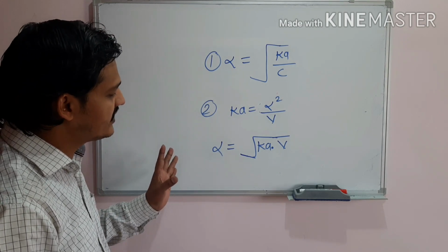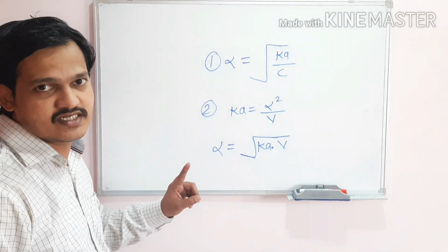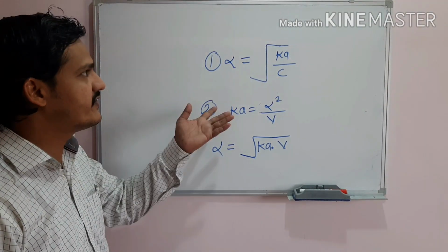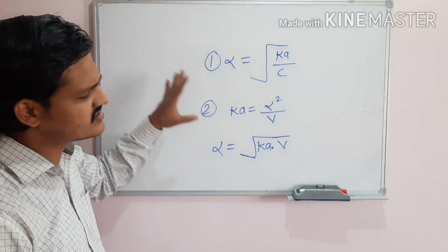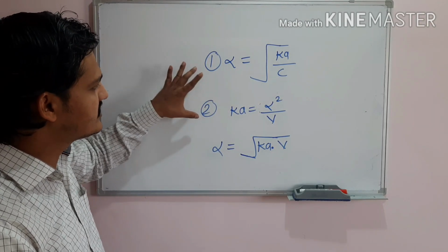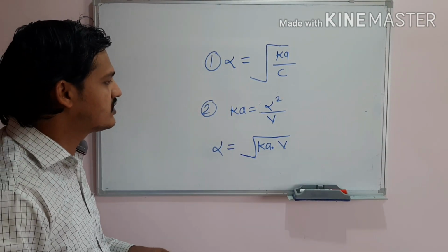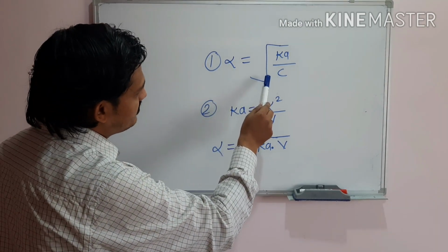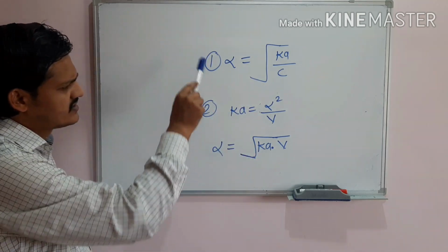This derivation is only for weak acid, not strong acid, because strong acids are completely dissociated, so there is no derivation in case of strong acid. This is the rule and derivation for weak electrolytes, that is weak acids and weak bases. I am telling you once again, alpha is inversely proportional to square root of its concentration and directly proportional to its volume. These are the two formulae.